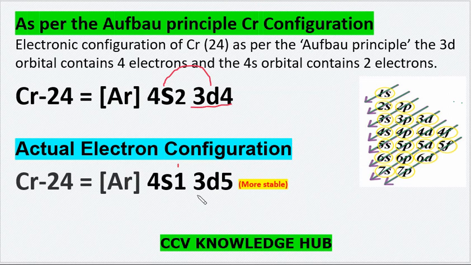So what is the reason? Half filled d orbitals are more stable when compared to incompletely filled d orbitals. Because of this, the electronic configuration of chromium, we can always say, is argon 4s1, 3d5. The reason is 3d5: half filled d orbitals are more stable when compared to incompletely filled d orbitals.